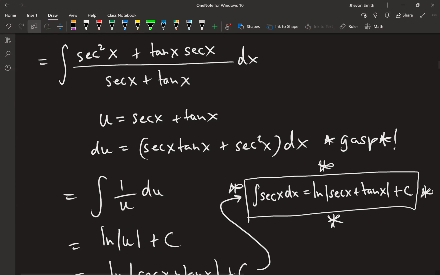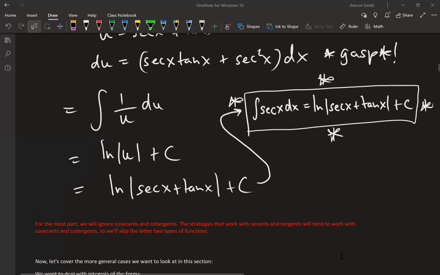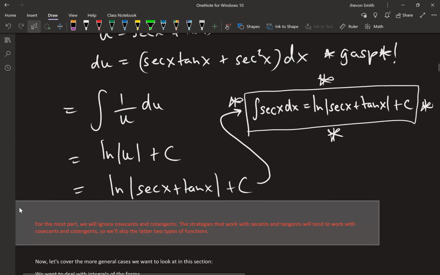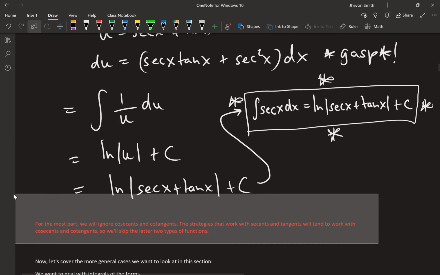Everyone remembers the integral of sines and cosines, but the integral of secants and tangents is going to be very useful for this section and all future sections. And I put in red here, not that it's true in general, but it's definitely true for how we will run the class.